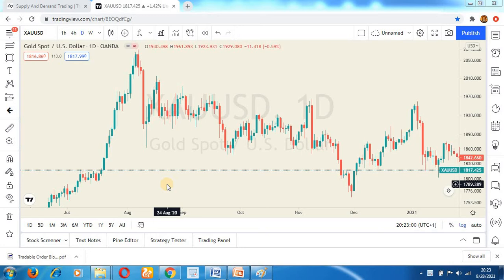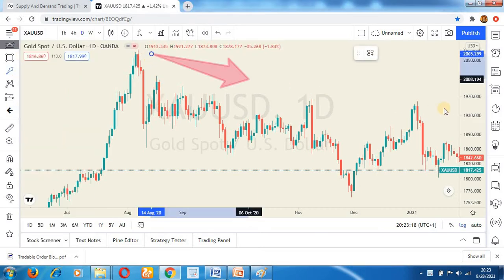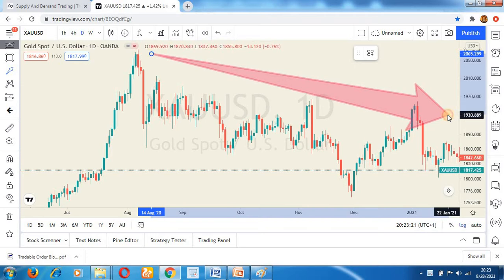Now we are in front of the gold chart, the daily chart. If you look at this chart, you'll find out that price has been making a downward movement. Let me get an arrow marker. You find out that price made a downward movement this way.